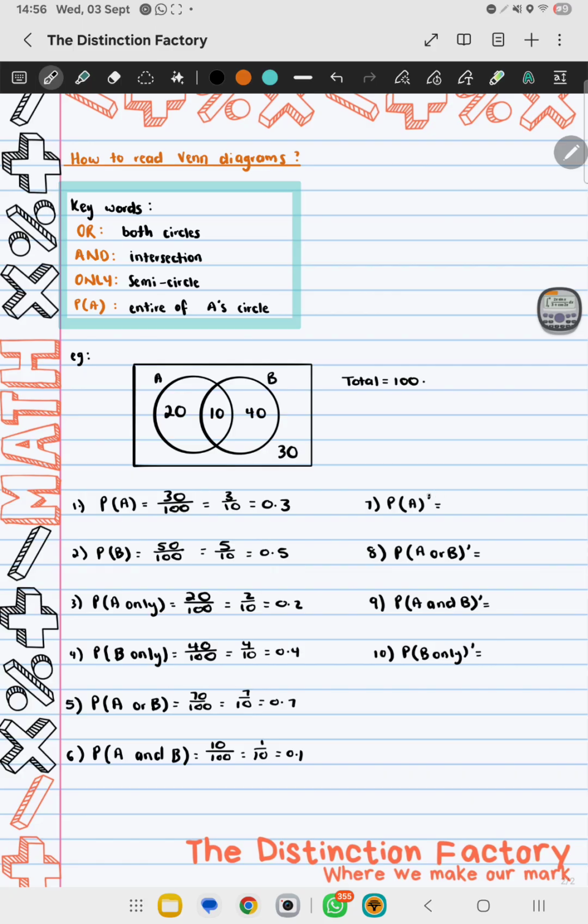Now, whenever they put these apostrophes, it means that you are excluding those values. So this means the probability of not A. So you're going to see where the probability of A is and include all the numbers that's not in that part. So for example, the probability of A means that they are looking at the entire circle because they just mentioned A, they didn't mention any of the other keywords. But we are looking for everything that's not that. So that means that we are looking at the 40 and the 30 together. And that adds up to give me 70 out of 100.